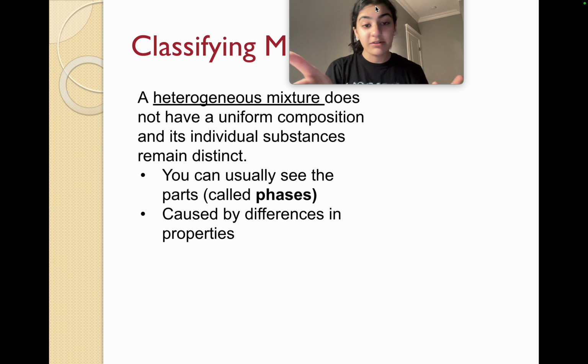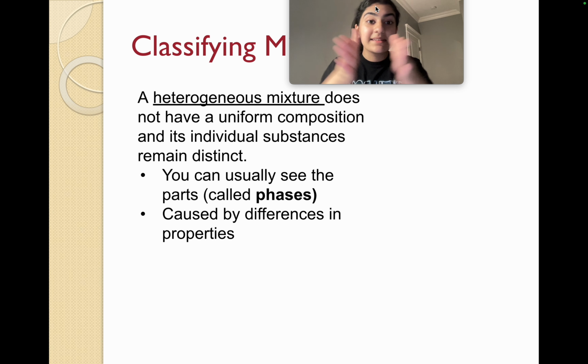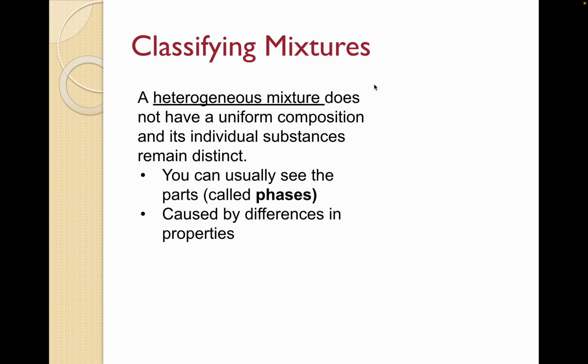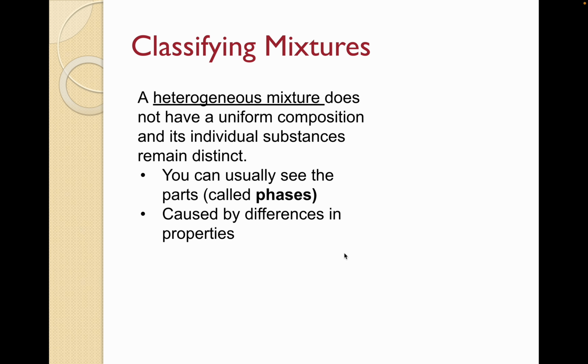So therefore, a heterogeneous mixture does not have a uniform composition, and its individual substances remain distinct throughout the whole mixture, okay? We'll have examples here, but you can see the parts. These different parts in the mixture are called phases. Lemonade, most of the time, is a heterogeneous mixture because you have two different phases. You have the liquid, but you could have the pulp too. Pulp is one phase, and the liquid itself is another phase. These are caused by differences in the properties themselves, that they can't mix together fully.